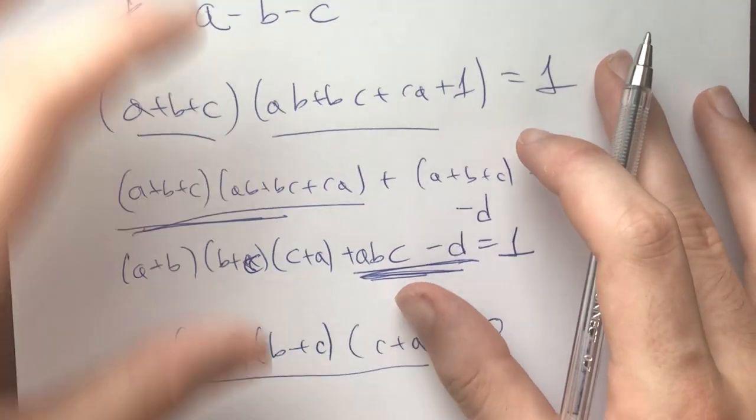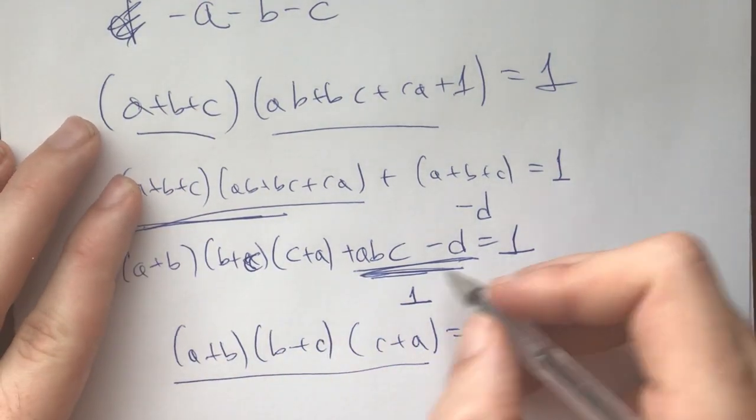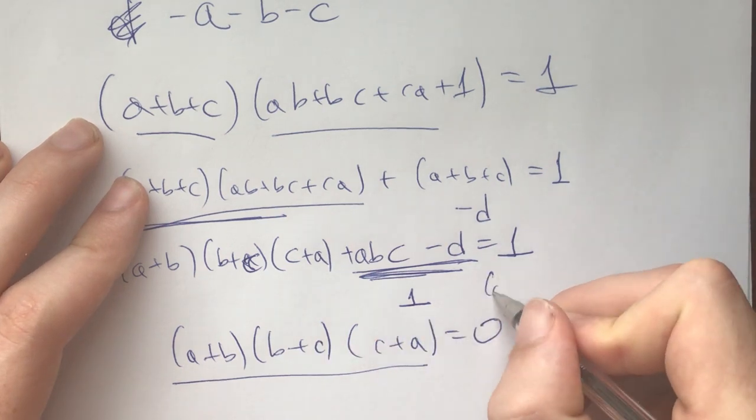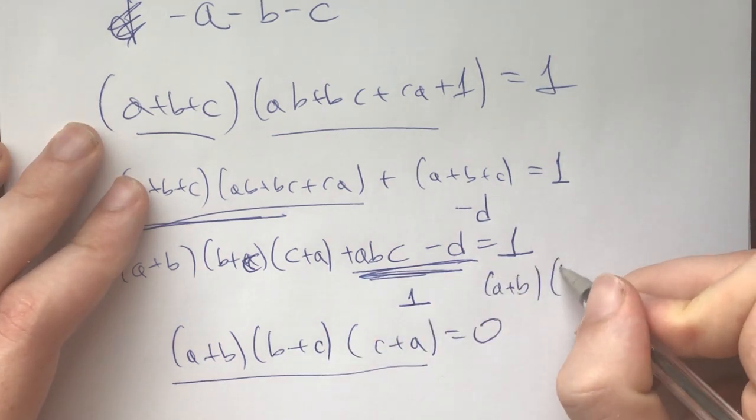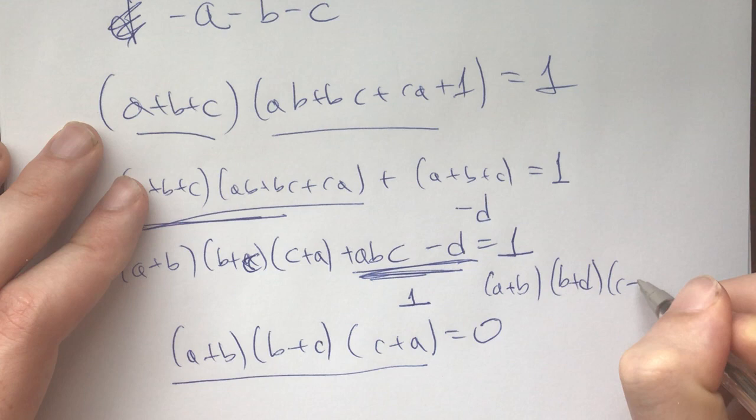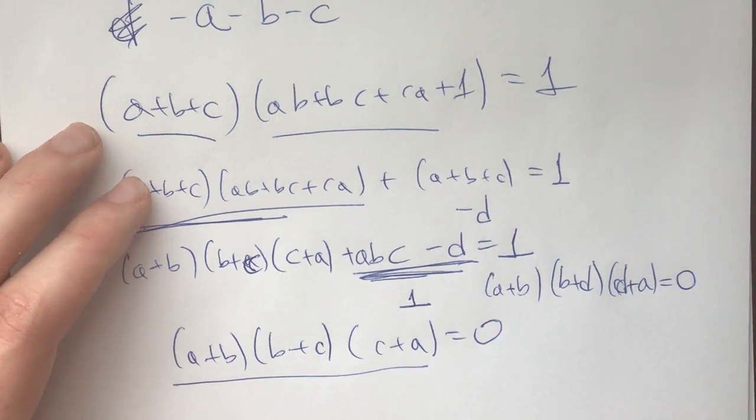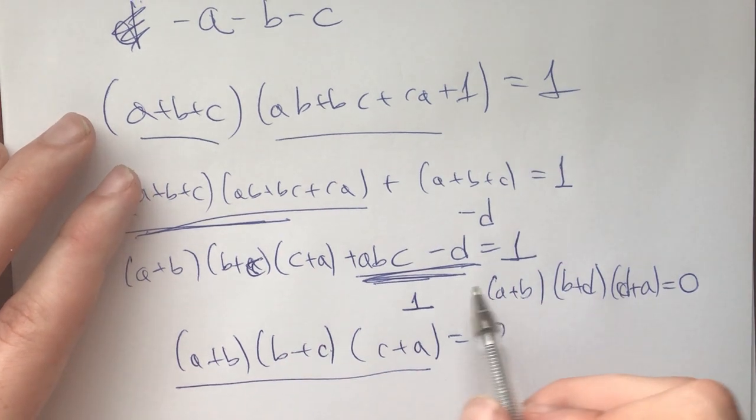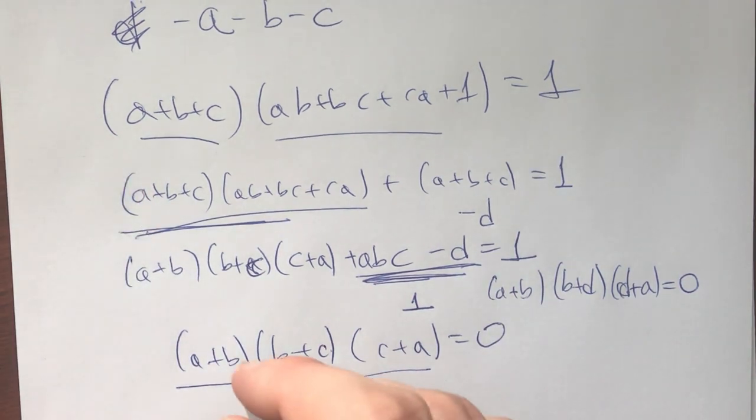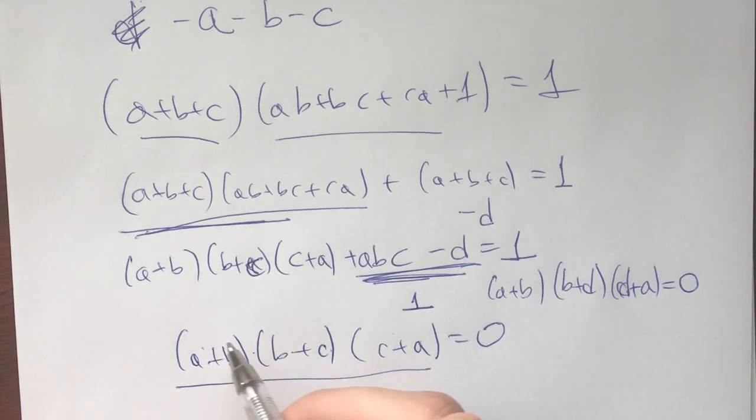Well, by pure analogy, we should be able to get a similar thing by just exchanging c and d. We should be able to get a plus b times b plus d times d plus a is also equal to 0. And we should be able to get 4 of these different equations now. And the question is, what do these now imply for us? They're giving us something very nice. They're giving us that either a is negative b, b is negative c, or c is negative a.